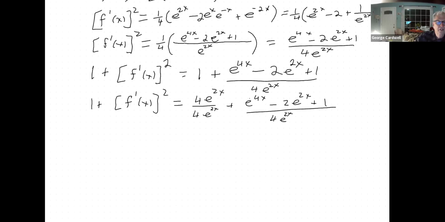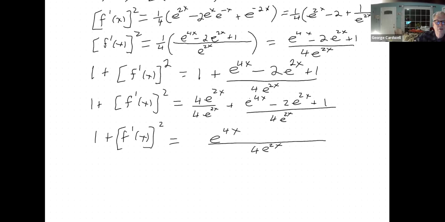So now 1 plus f prime of x squared is all going to be over 4e to the 2x. I'll start with e to the 4x. Now I've got 4e to the 2x minus 2e to the 2x. So 4 of something minus 2 of something leaves me plus 2 of something, plus 1. Okay.